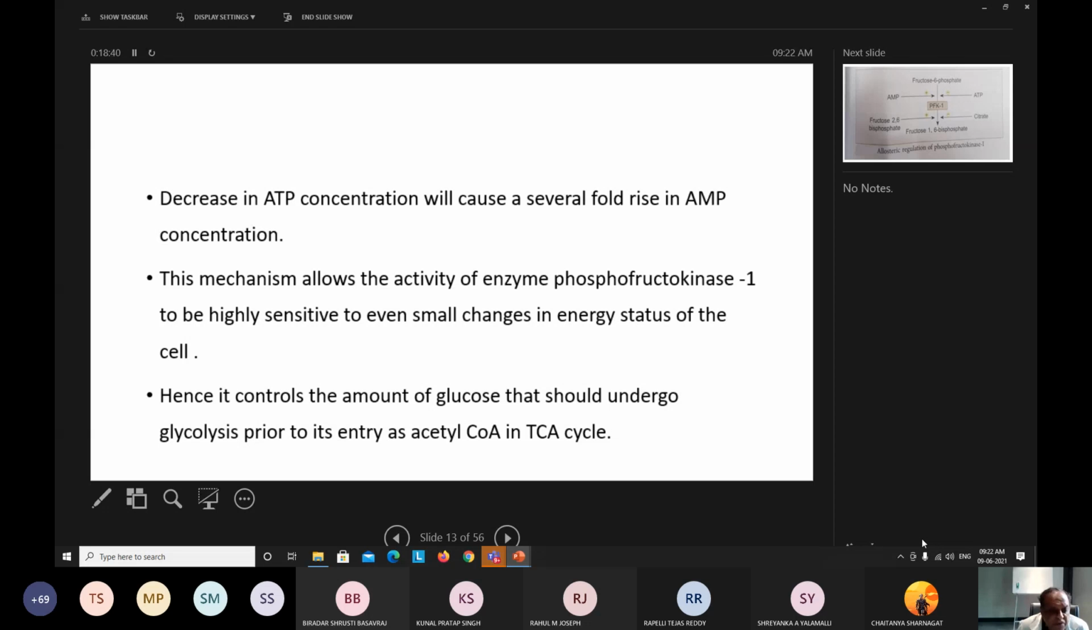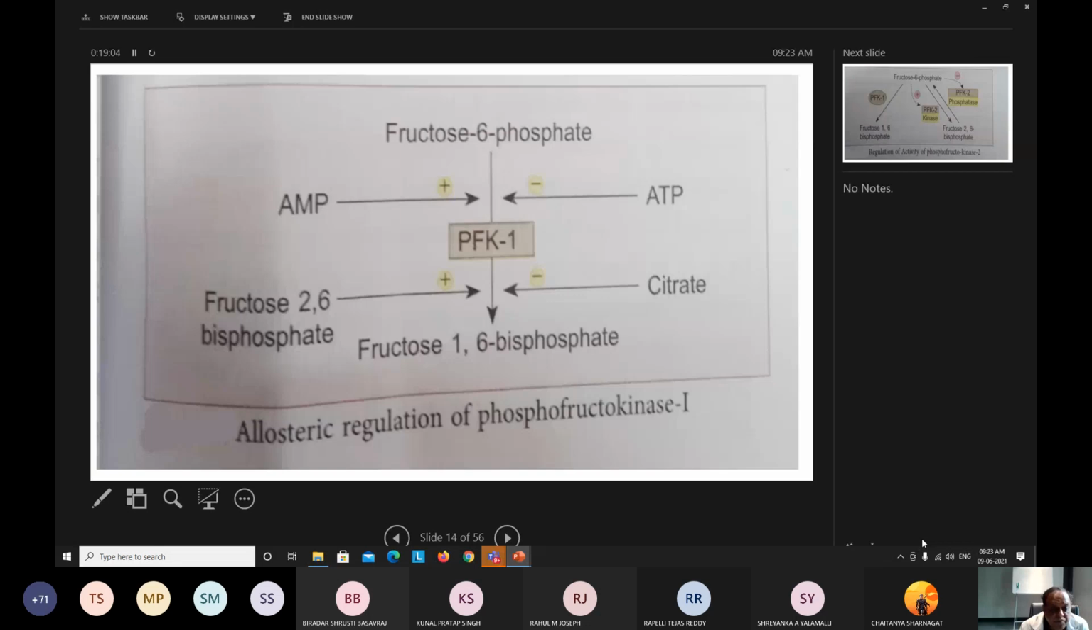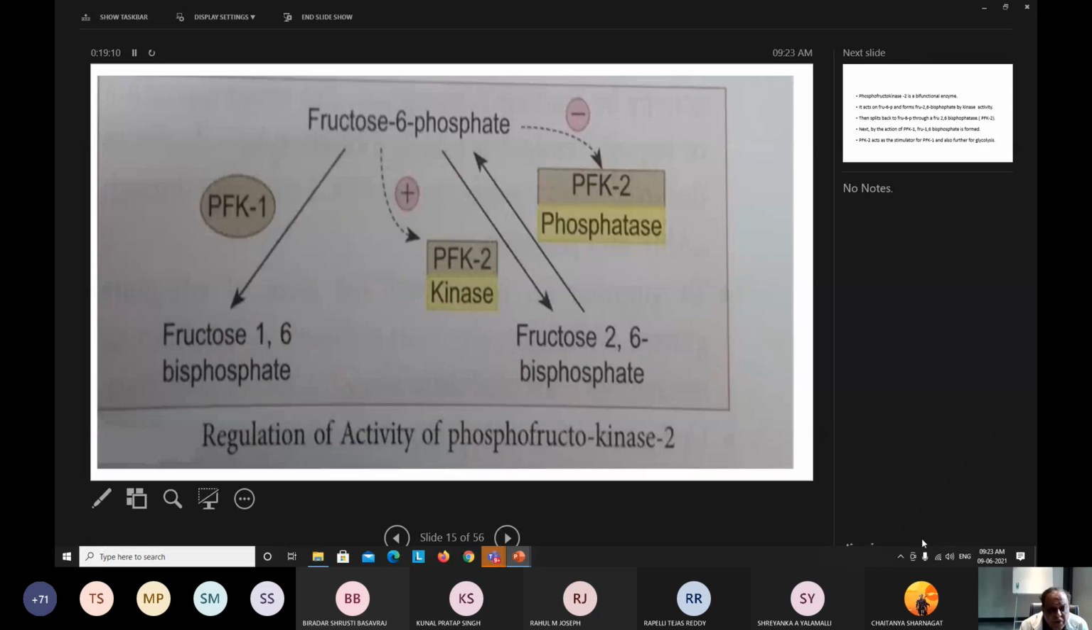in the TCA cycle. So the regulation in this one will be taken by two things. One is ATP and citrate, which act as the inhibitors, whereas AMP and fructose 2,6-bisphosphate act as the promoters or the activators. Now, we will see how the reaction takes place. You have seen that fructose bisphosphate and AMP are the activators.